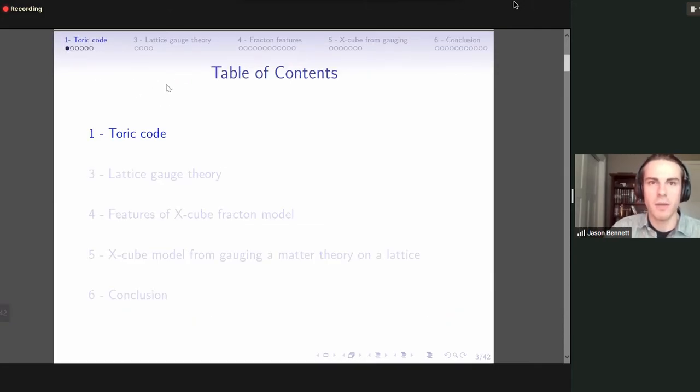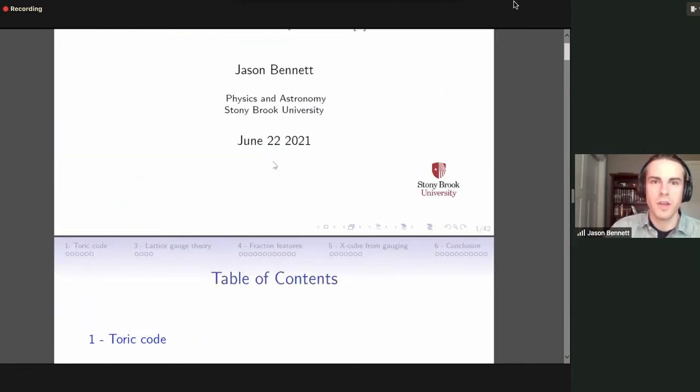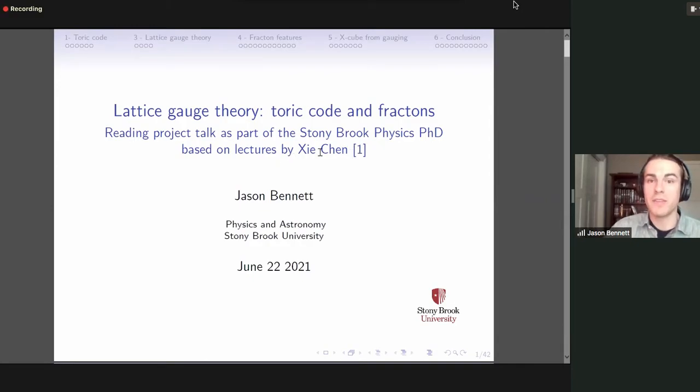And I also forgot to mention, all of this talk, where am I? I'm here, title page. All of this talk was based on a lecture by one of the leading fracton professors here.